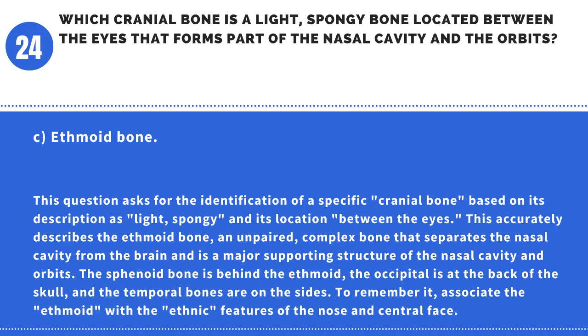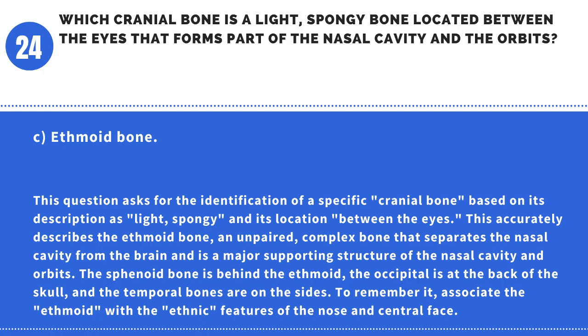Answer: C. Ethmoid bone. This question asks for the identification of a specific cranial bone based on its description as light, spongy, and its location between the eyes. This accurately describes the ethmoid bone, an unpaired, complex bone that separates the nasal cavity from the brain and is a major supporting structure of the nasal cavity and orbits.